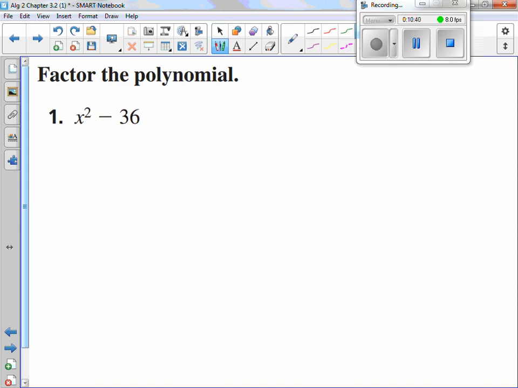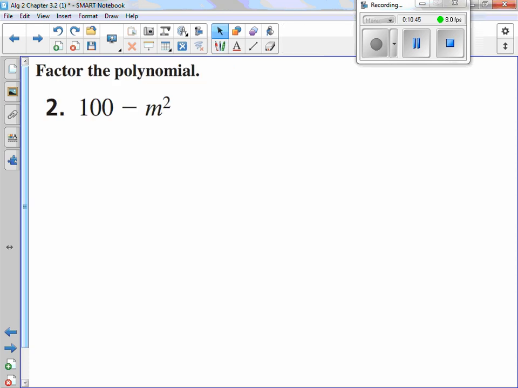Let's see here. Let's look at this one here. So we'll skip x squared minus 36 because that one's not too bad. But let's look at this one here. Now this one here doesn't have a variable in front, but we do have two numbers, yes? So let's see if they are perfect squares.